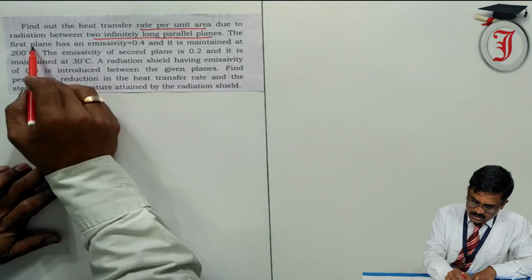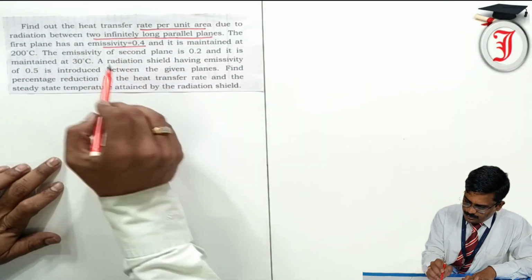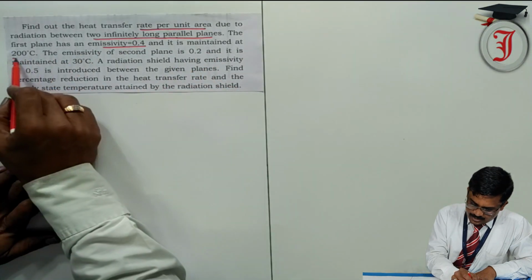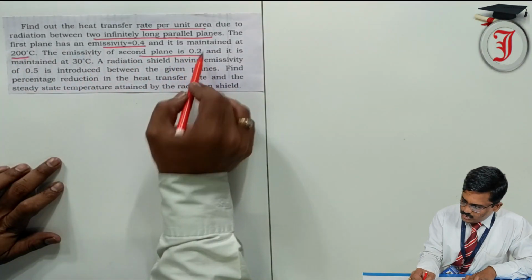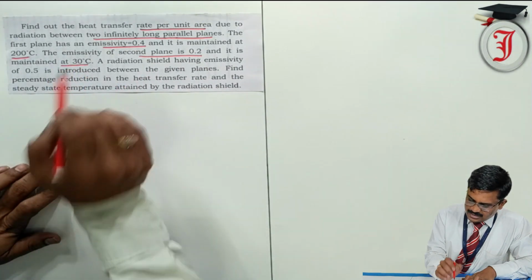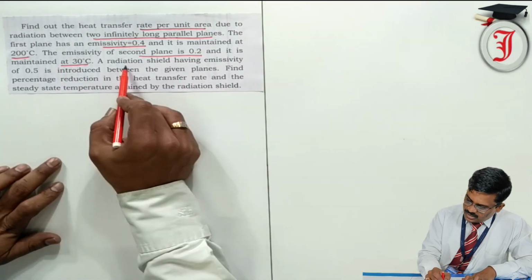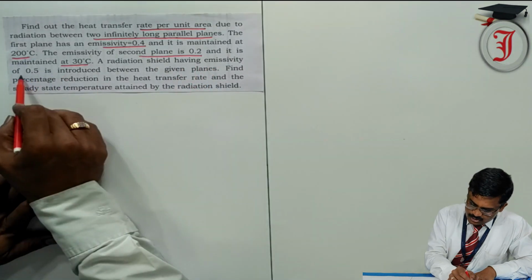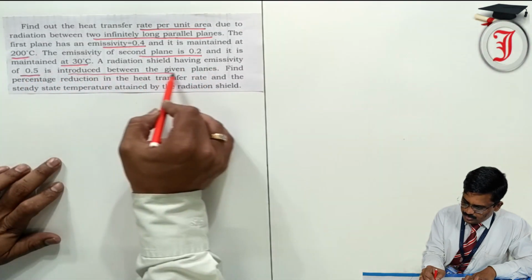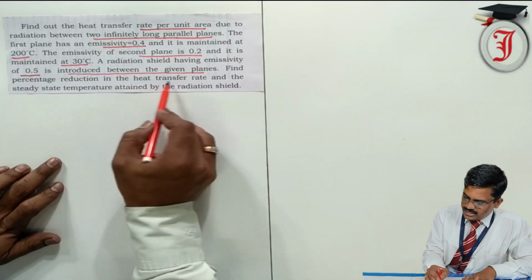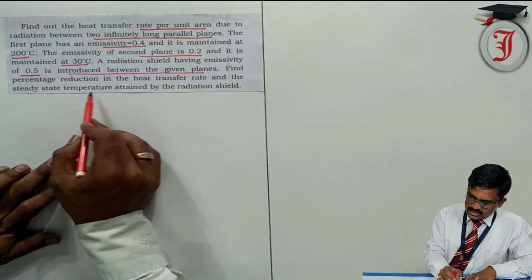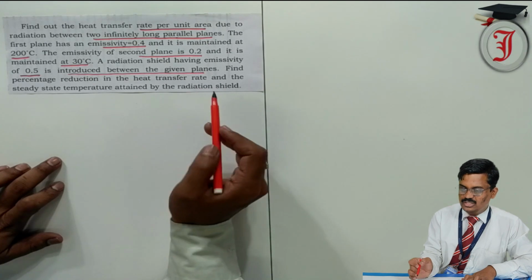planes. The first plane has emissivity 0.4 and is maintained at a temperature of 200 degrees Celsius. The emissivity of the second plate is 0.2 and it is maintained at 30 degrees Celsius. A radiation shield having emissivity 0.5 is introduced between the given planes. Find the percentage reduction in the heat transfer rate and the steady temperature attained by the radiation shield.